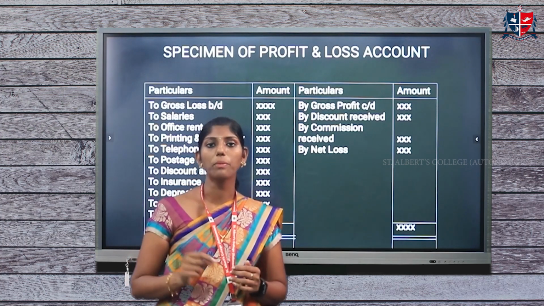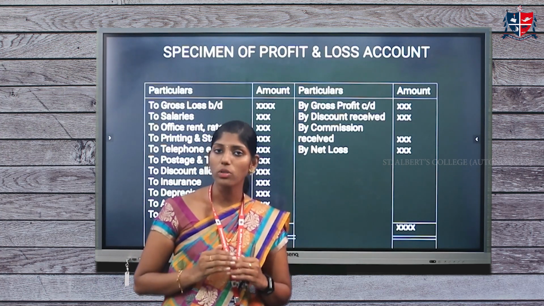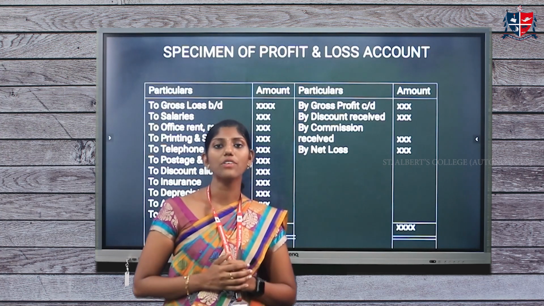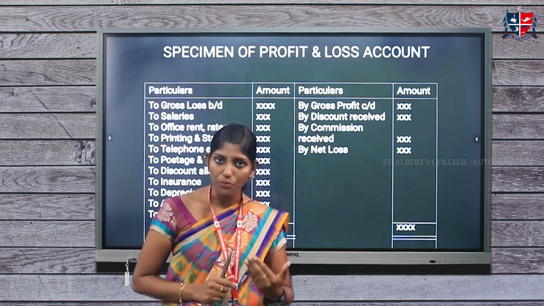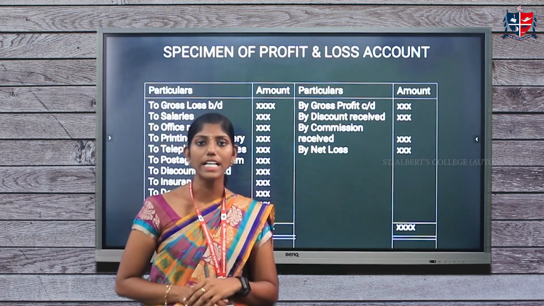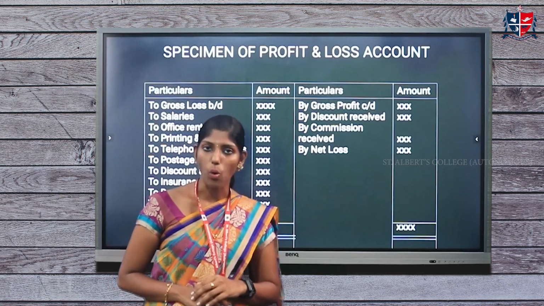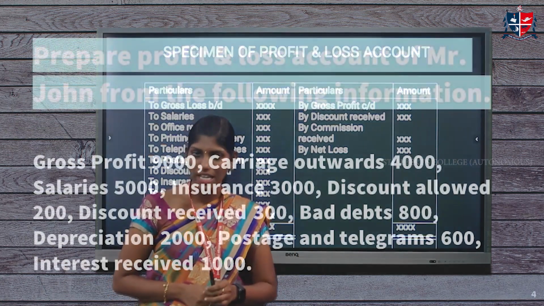After computing the total, the highest total should be entered on both sides. After entering the highest total, take the difference between the two sides. If the difference is on the credit side, that should be net loss. And the difference on the debit side shows it is a net profit. This is the specimen of the profit and loss account.